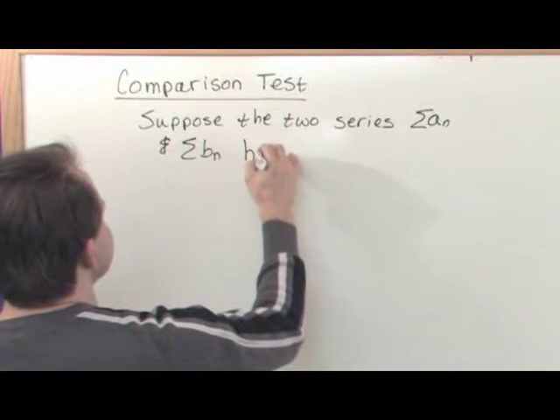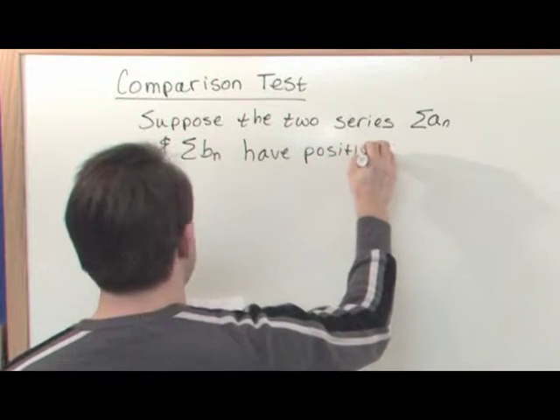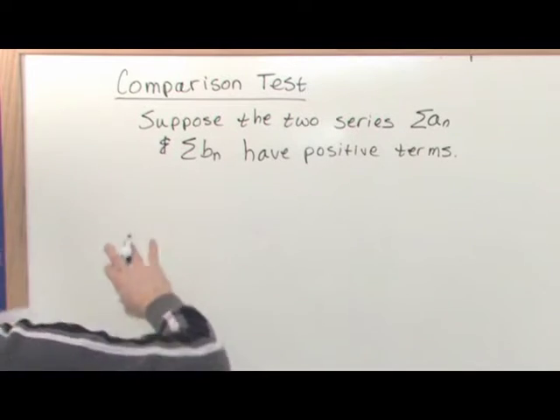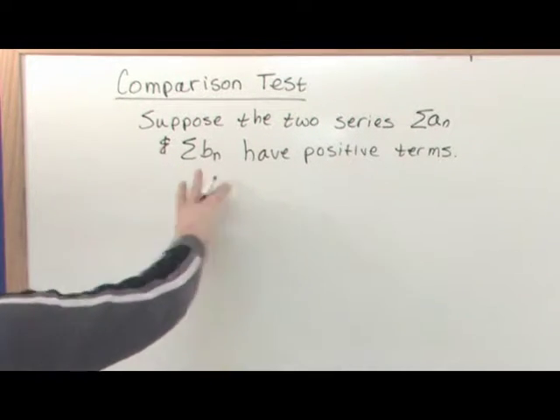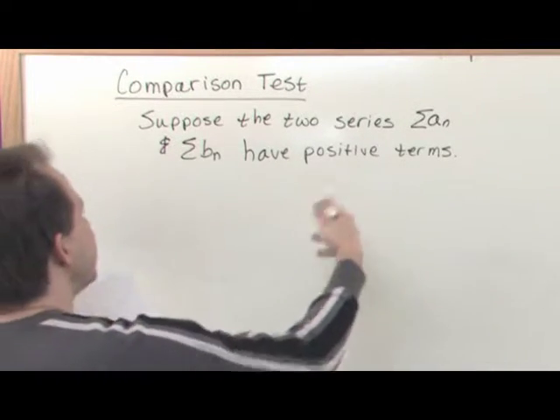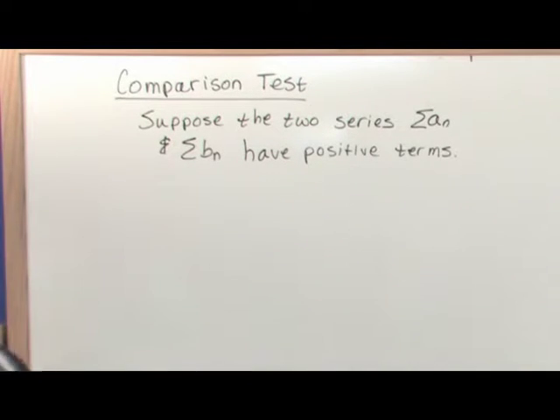Have positive terms. So all it's saying is, suppose we have two series, the series that we're given and some other related series that I haven't told you anything about how to find, but let's just say that these two things have positive terms. What we're going to end up doing is comparing them, and we're going to learn something about our original series by studying a related series. That's what it's telling you, okay?